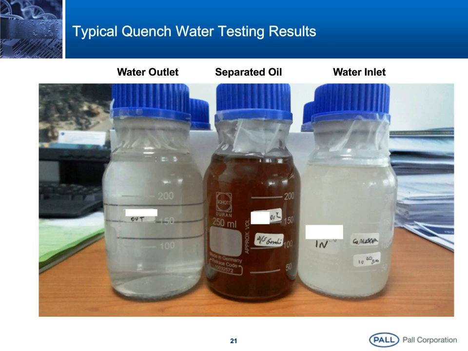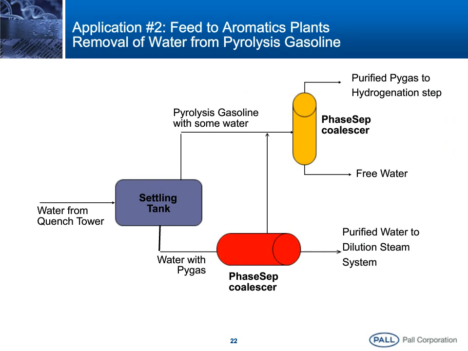Here's another application downstream of the ethylene plants. So you see the settling tank there. This is what we discussed on the previous slide. This is the oil water separator, which gets the water from the quench tower. From the bottom of the settling tank, you get the water with the pi gas. The pi gas is the component to be removed. That's what we just talked about.